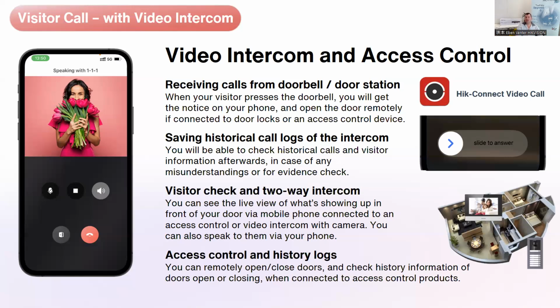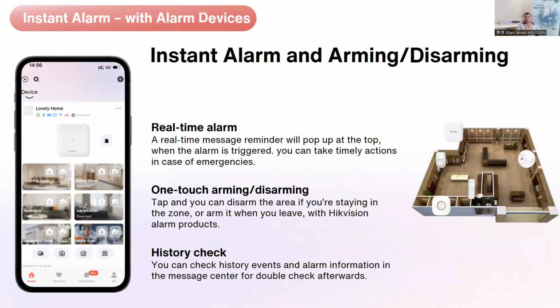So you can also pull that history log and share it with other people, making it easier. Not just that, you can also use your access control as well, by opening and unlocking certain door areas. So access control and video intercom fall in the same category, making it easier for you. Next up is your alarm system, making it also easier for your alarm system to communicate.